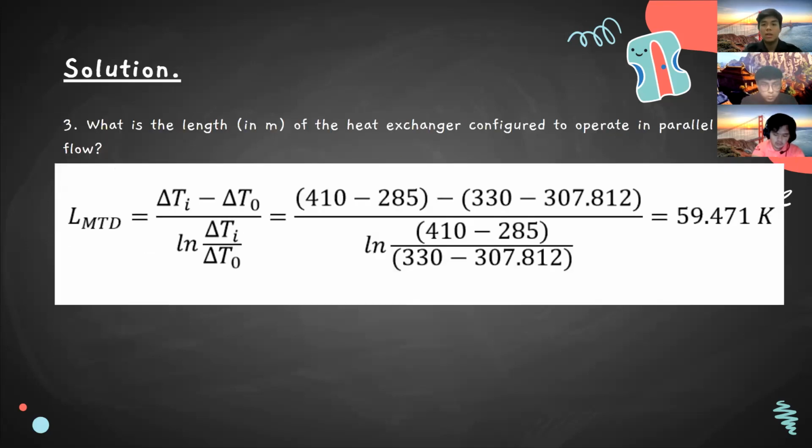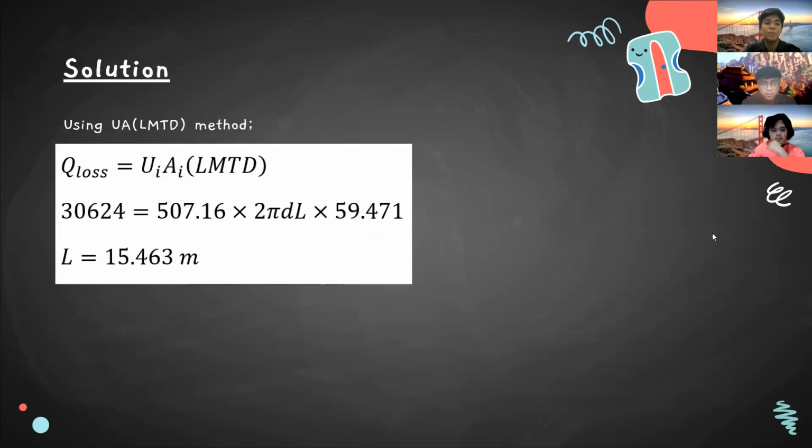And for the last question, what is the length in meter of the heat exchanger configured to operate in parallel flow? So LMTD is the log mean temperature difference, which has a formula of delta T inner minus delta T outer divided by ln of delta T inner over delta T outer. After we substitute all the values into the formula, we get the log mean temperature difference, which is 59.471 Kelvin.